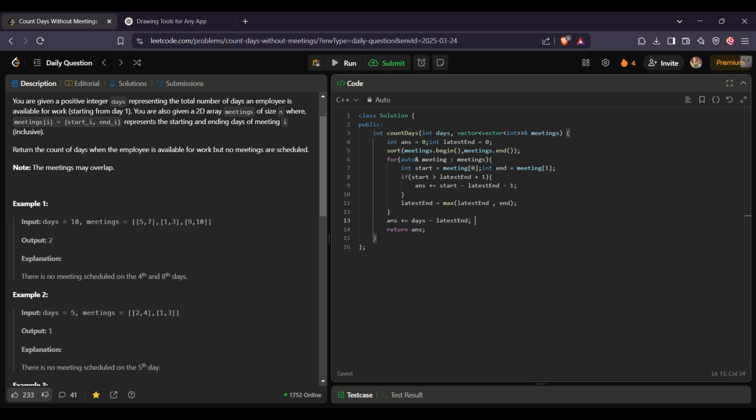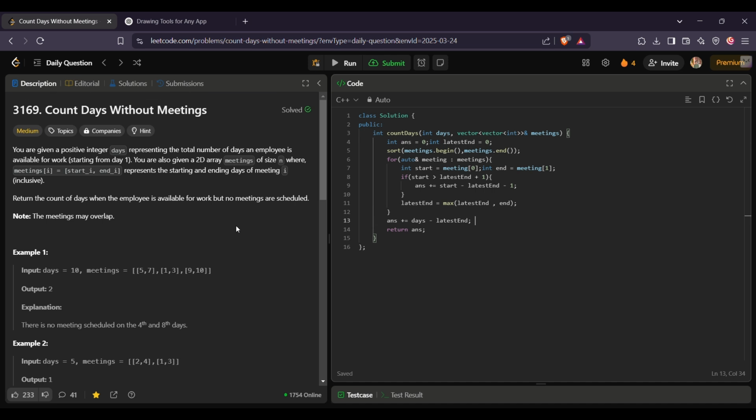So this check is for when days are more than the meetings, that is, the last day is not given in any meeting. It will add that day, because at that time the employee will be free. Then at last we return the answer. So you got the thing. You just submit it.